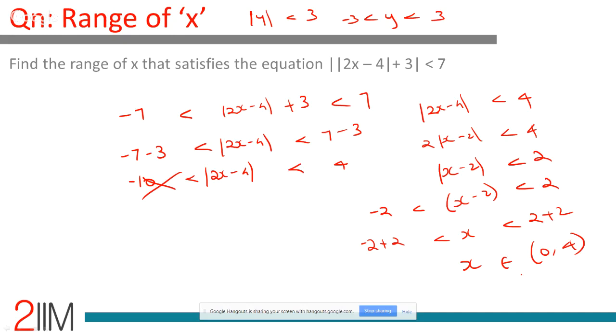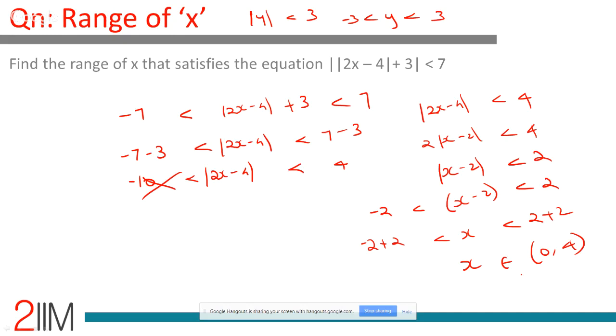Modulus of y less than 3, y should be minus 3 to 3. Deal with the external modulus first, knock it off. Then when you come to the modulus of 2x minus 4, one half of the expression says that this expression should be greater than minus 10. Always true. What are we solving? Keep it aside. And effectively solving for modulus of 2x minus 4 less than 4. Or modulus of x minus 2 less than 2.